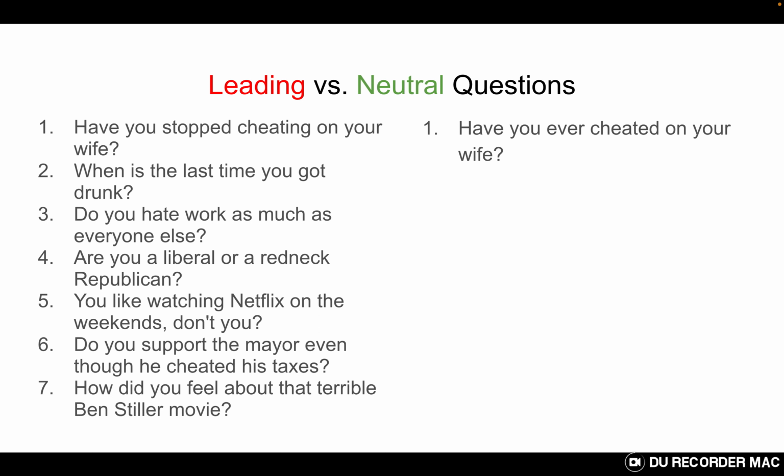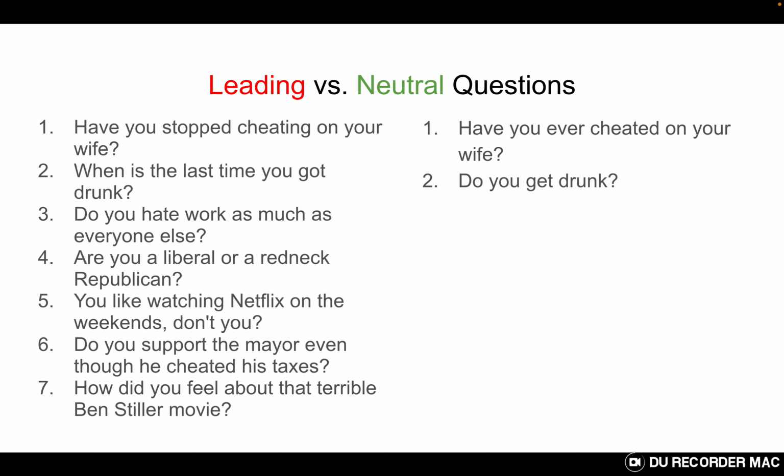Number two is leading. When is the last time you got drunk? Again, that's assuming that they have ever gotten drunk. So a better way to ask the question that is neutral is, do you get drunk? Then you're not implying anything, you're not accusing them of anything, and it allows them to answer honestly and openly.